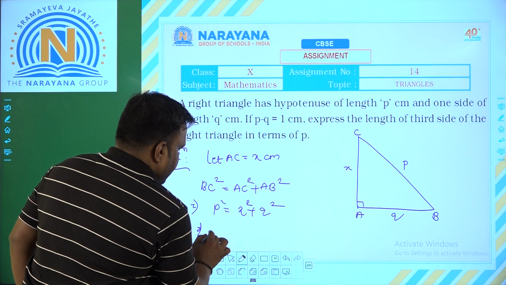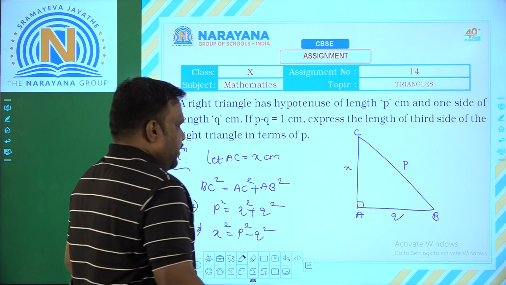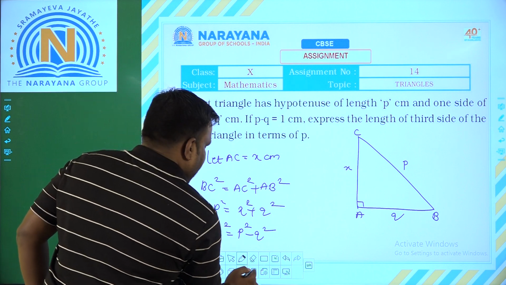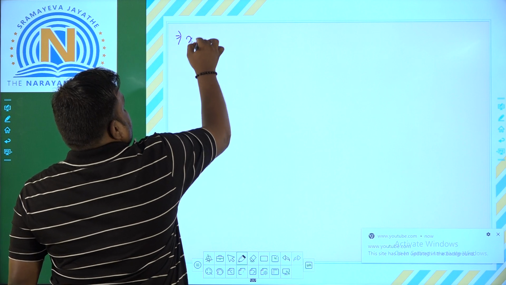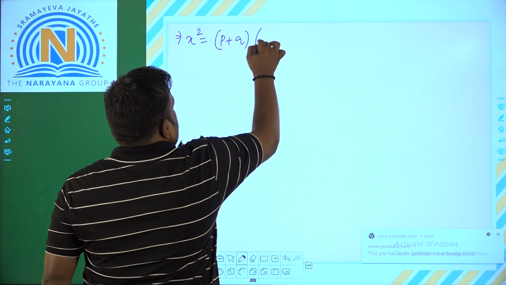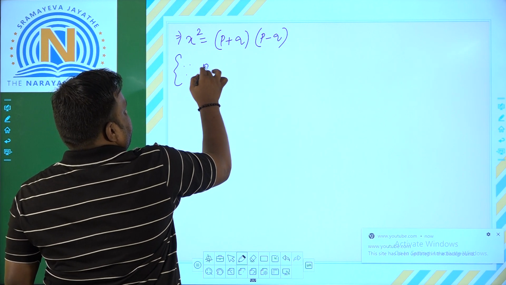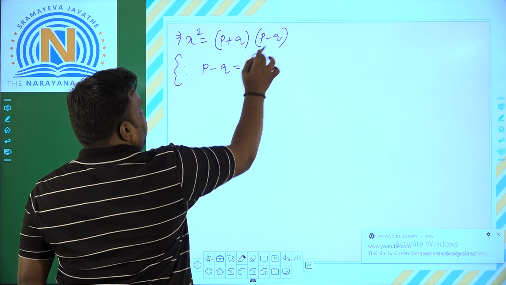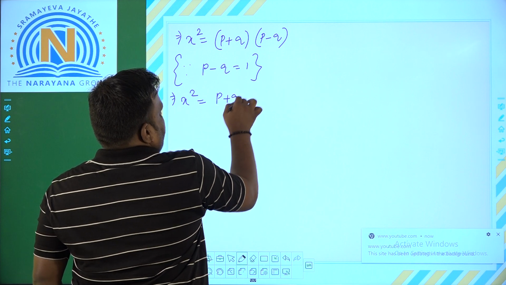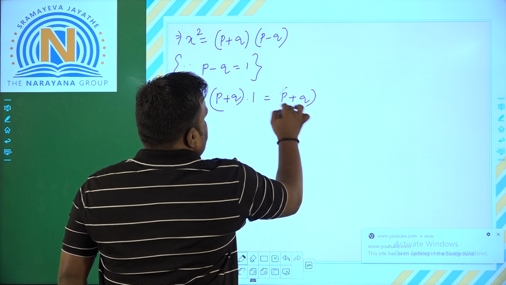So from here, x square is equal to P square minus Q square. Then after this, x square is equal to P square minus Q square, I will write it as P plus Q into P minus Q. And since it is given that P minus Q is equal to 1, substitute here. So x square is equal to P plus Q into 1. That is nothing but P plus Q.